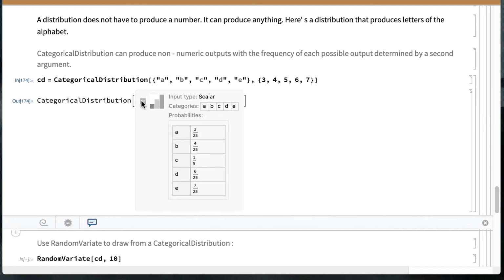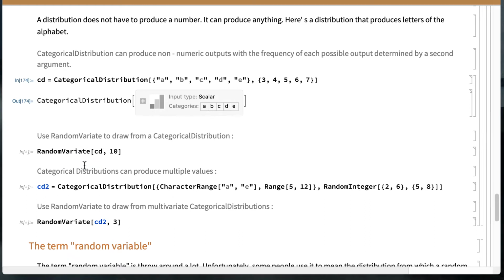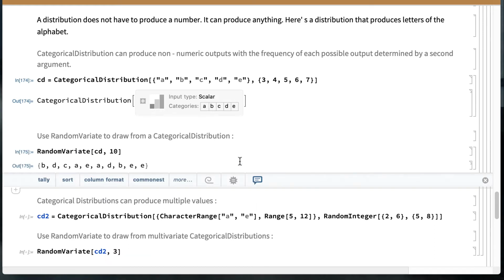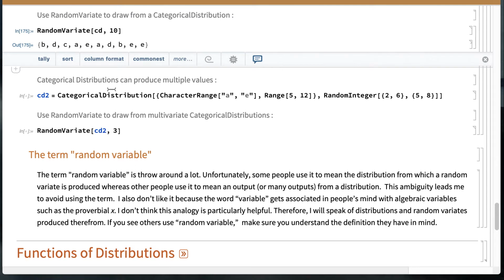If I push on that plus button, we get some more information about it. But I can use random variate to produce outputs from the factory, the same as I did with the uniform distribution or a Bernoulli distribution. So there we go. It's producing random outputs from the categorical distribution factory. Categorical distributions can also produce multiple values at the same time.